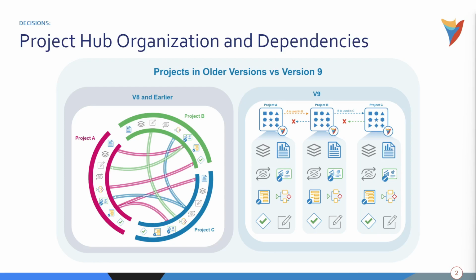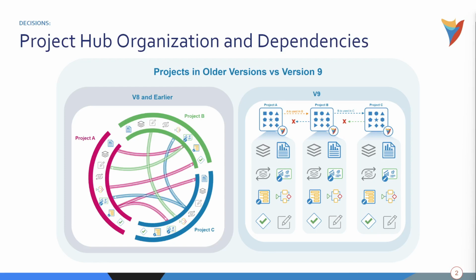Now, they can go multiple directions out, but you cannot have project A depend on project B, and then project B also depend on project A. You can see that on the right side image, there's a red X between project A and project B saying, if A is used in B, you cannot use B in A.